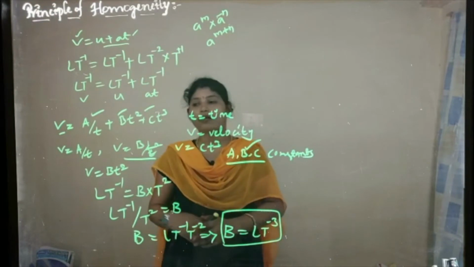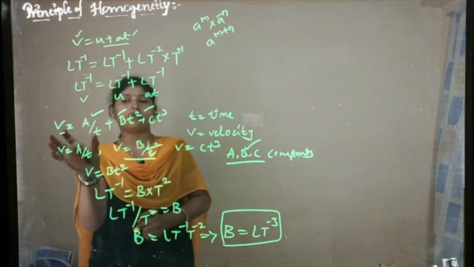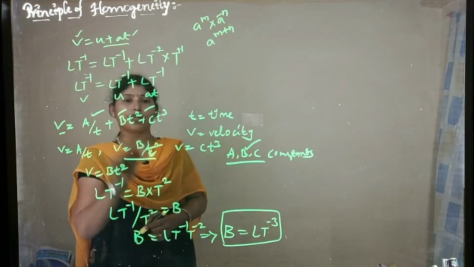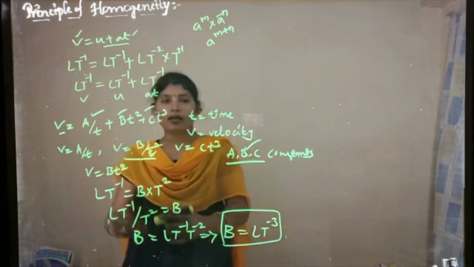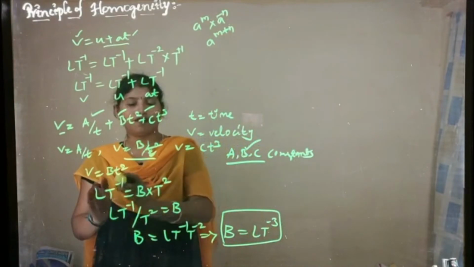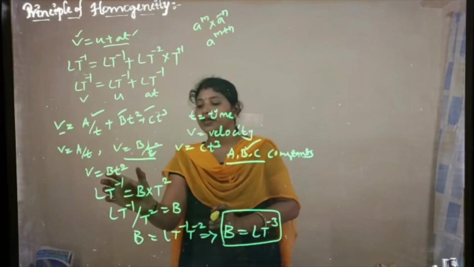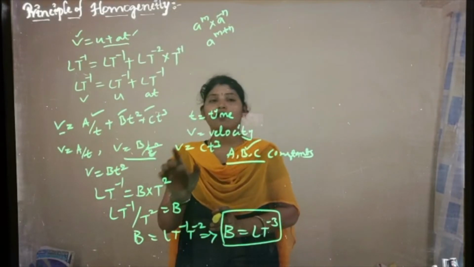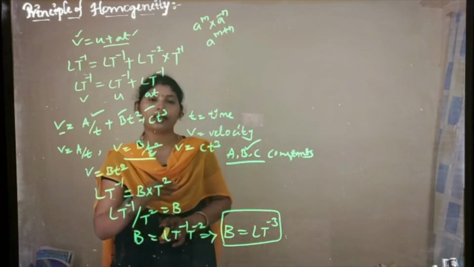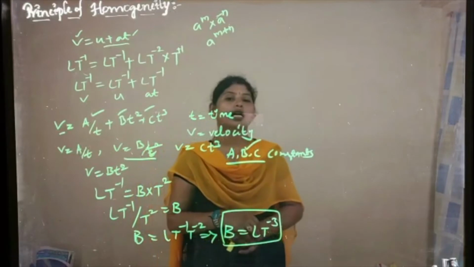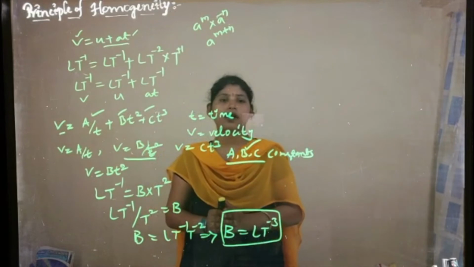So v equals a by t plus bt square plus ct cube is given. From this we can say v equals a by t, v equals bt square, v equals ct cube. Then for v equals bt square, v has dimensions LT power minus 1, so b equals v divided by t square. The t square is transposed here, so b equals LT power minus 1 by t square, and we get LT power minus 3. So this is how to find the dimensional formula.